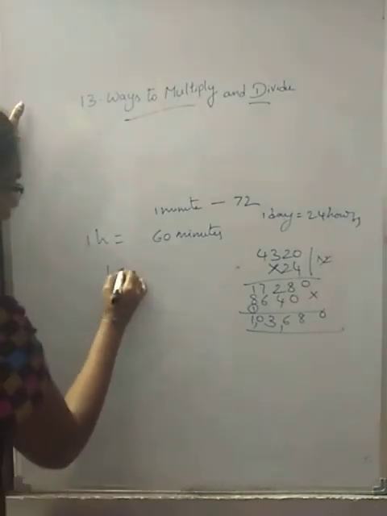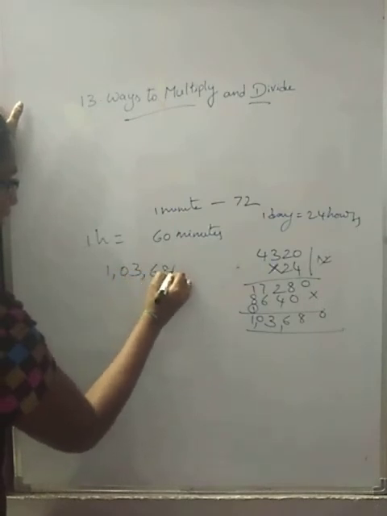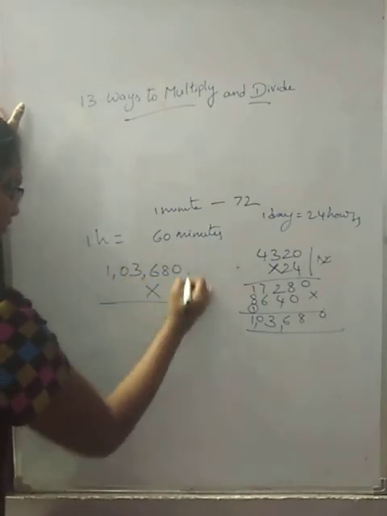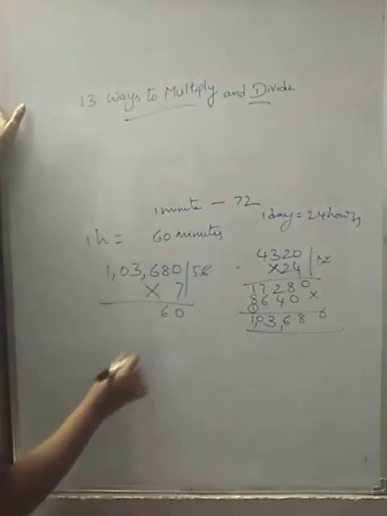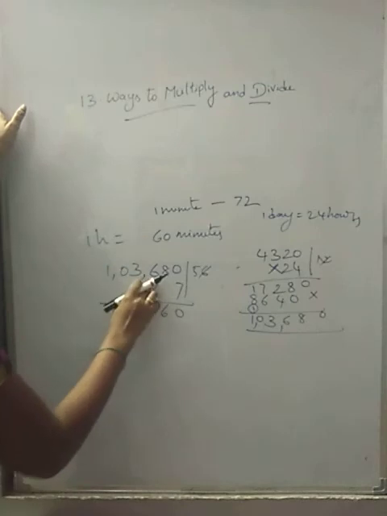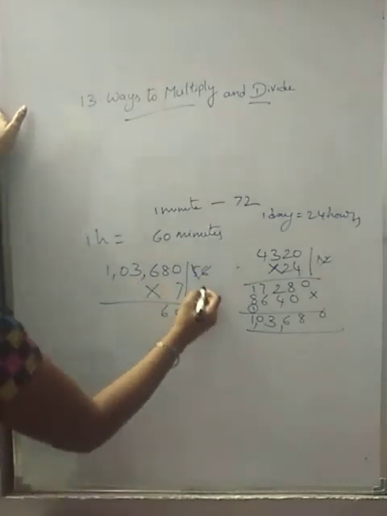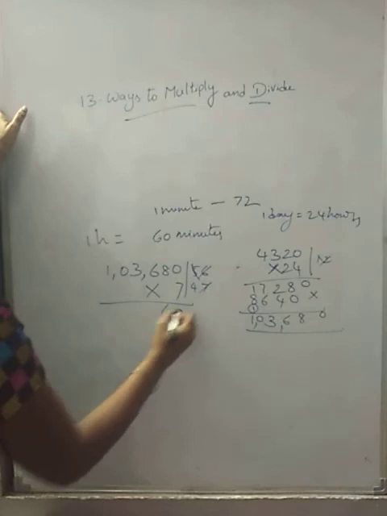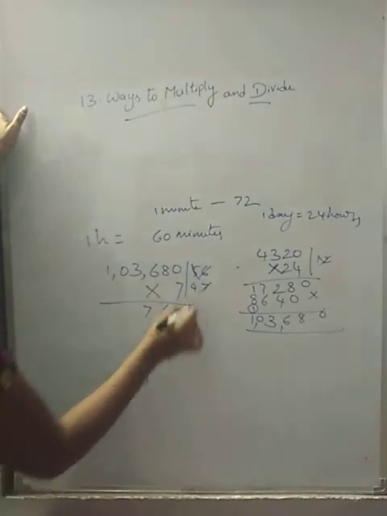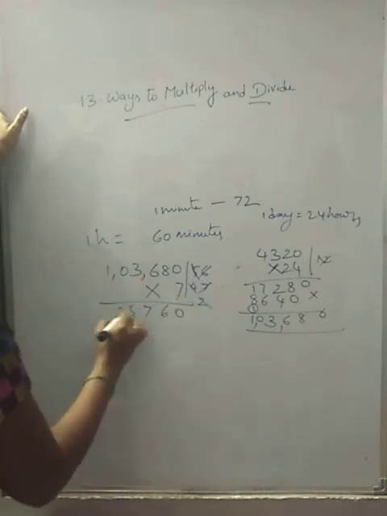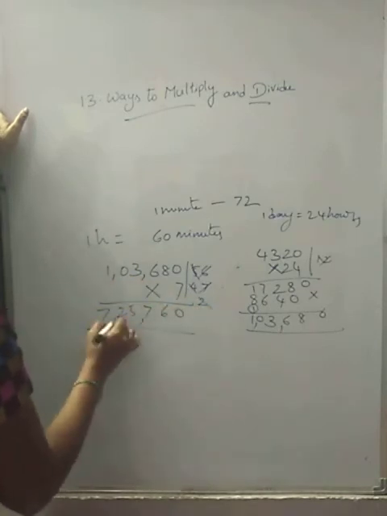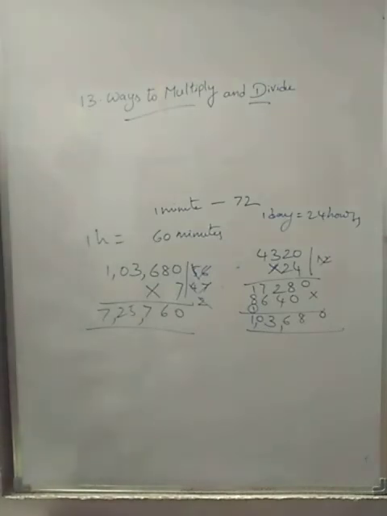So 1,03,680 into 7. 7 8s are 56, so 1 plus 6 we should write here. 7 6s are 42, 42 plus 5 is 47. 7 3s are 21, 21 plus 4 is 25. 7 0s are 0, 0 plus 2 is 2. 7 1s are 7, 7 lakhs 25,760 times the heart beats in 1 week.